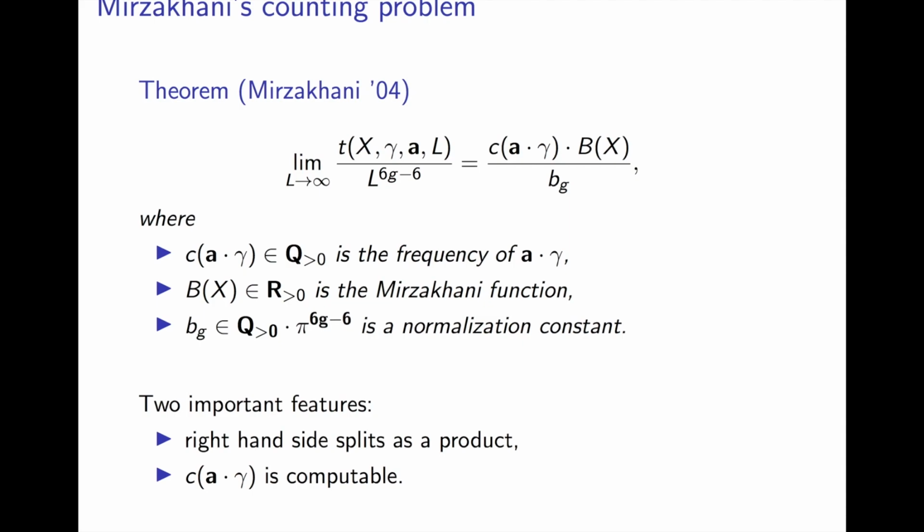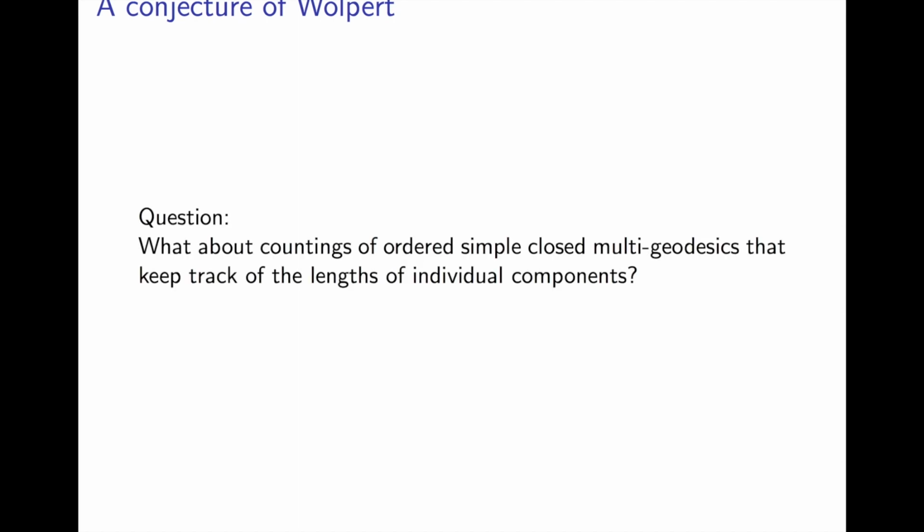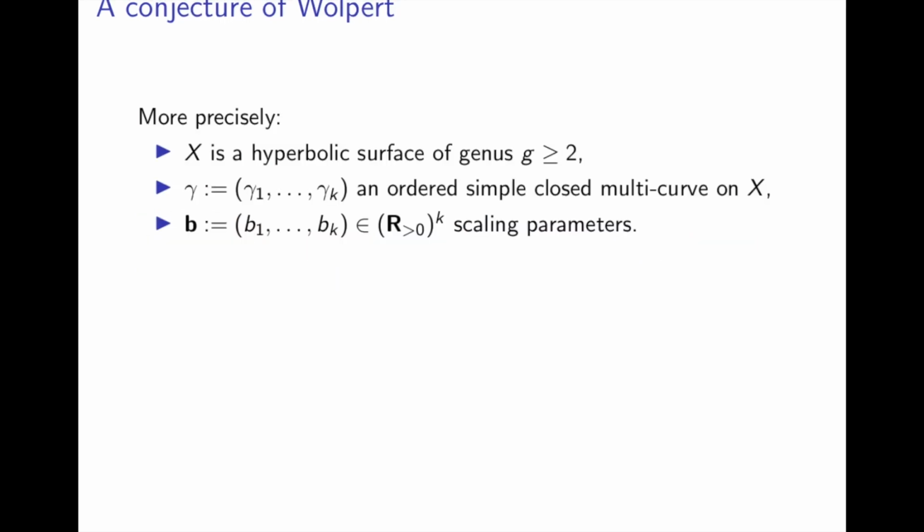And that's Mirzakhani's original problem. Let me now introduce a conjecture of Scott Wolpert, which is going to be motivated by the following question. What happens when we consider countings of ordered simple closed multi-geodesics where we want to keep track of the lengths of individual components of our multi-geodesics? Let me make this more precise.